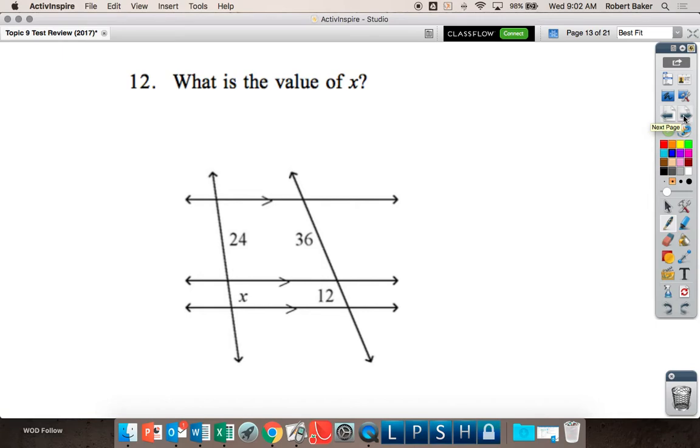Okay, this goes back to yesterday. This is the corollary of the side splitter. Do you see your proportions? You see them right here? They even drew the line between the proportions for you. There it is. Those are your proportions. You're trying to set up and solve 24 over x equals 36 over 12. Solve for x.